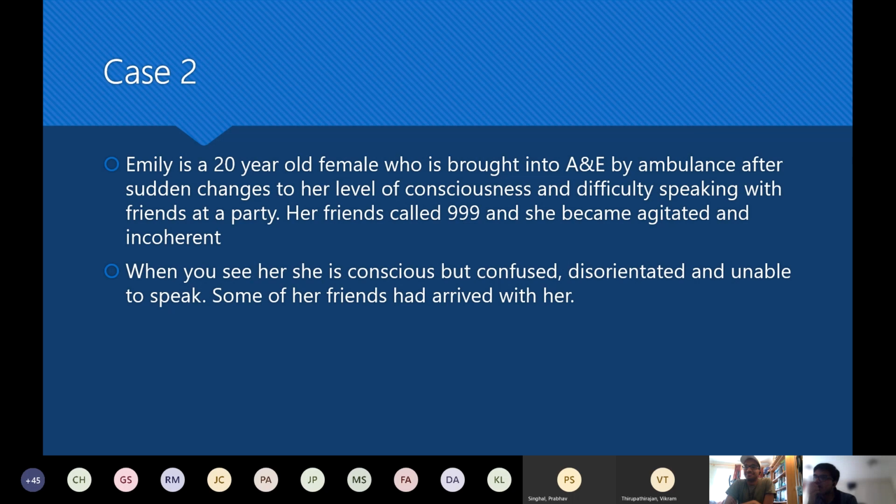What's going on? What could be going on? Oh, someone is very cynical. Drug overdose. It could very much be a drug overdose. Correct. Yeah, could be a hypo as well. Yes, very good. Could be.